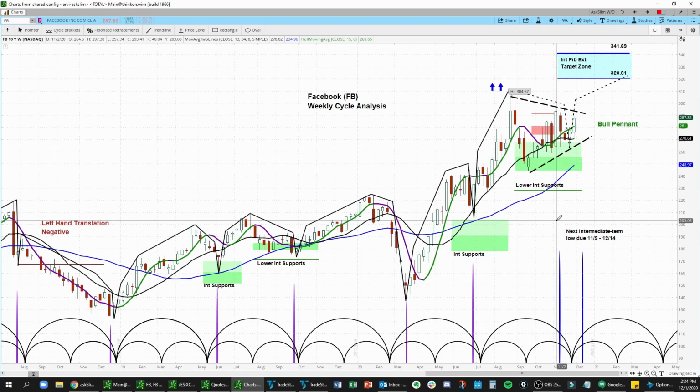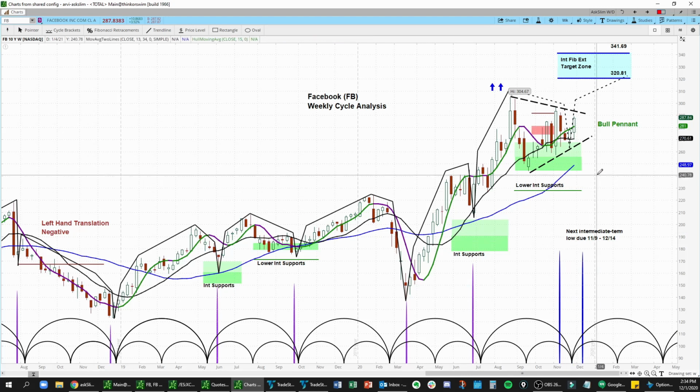Now note these blue ovals here at the bottom of the chart. The blue ovals show you when the next key intermediate term low is due to form. That next low is due 11/9 to 12/14. So we are in that time window for a key weekly low to form.